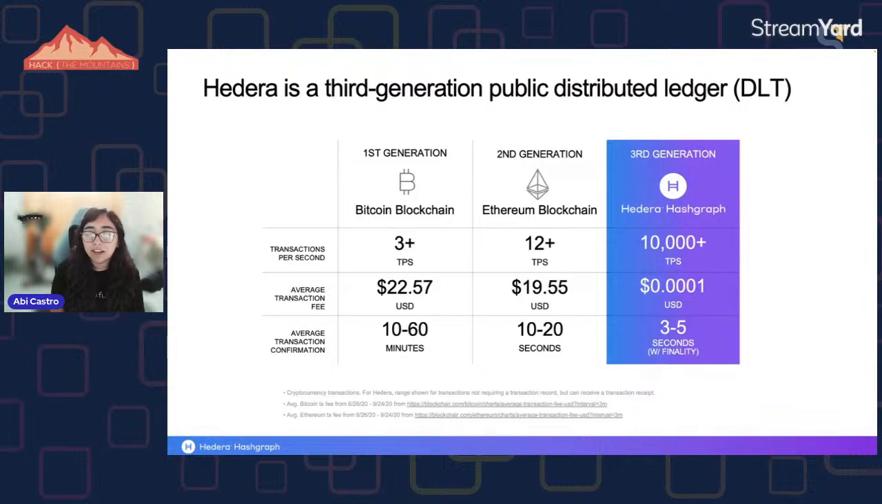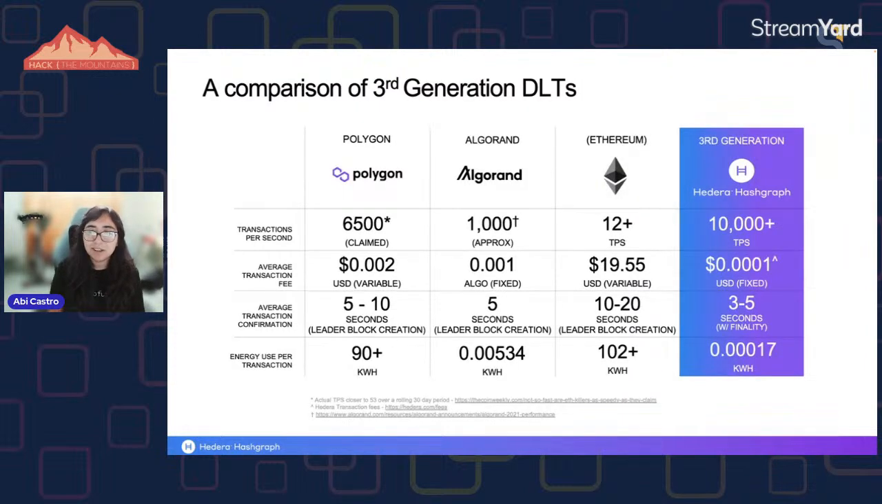But what about comparing Hedera to other third generation networks? Well, that's where this one comes in. You can see that this is a comparison of third generation DLTs, and the clear differentiators are the transactions per second, the fixed transaction fees in USD, and the transaction confirmation time. But the one that always gets me is just how energy efficient Hedera is.